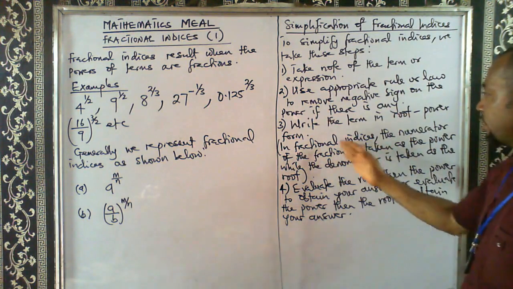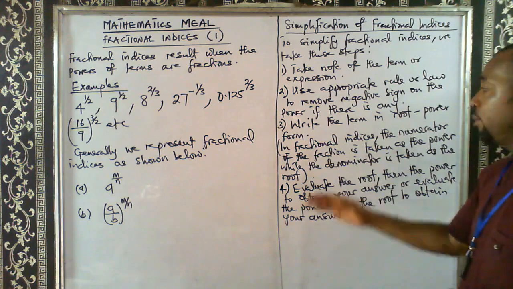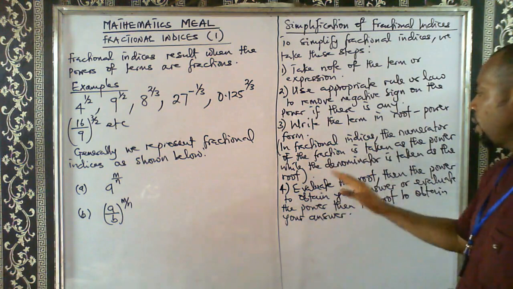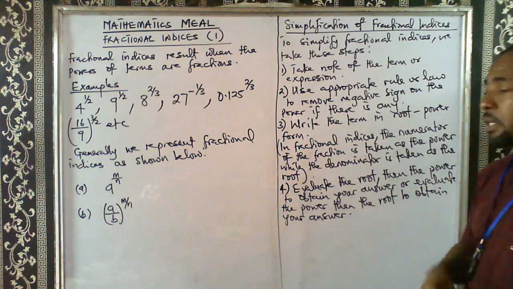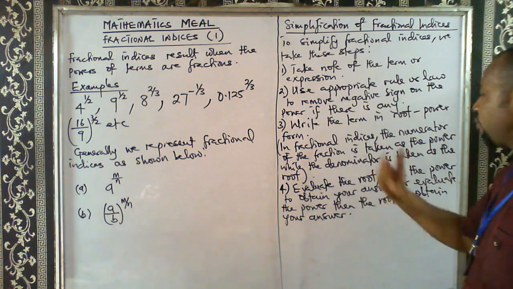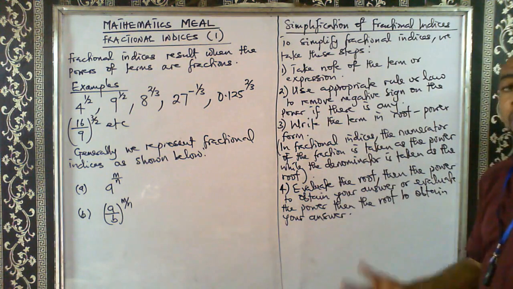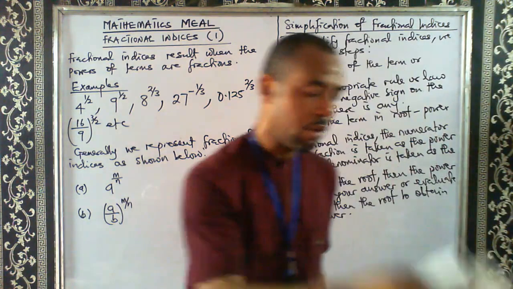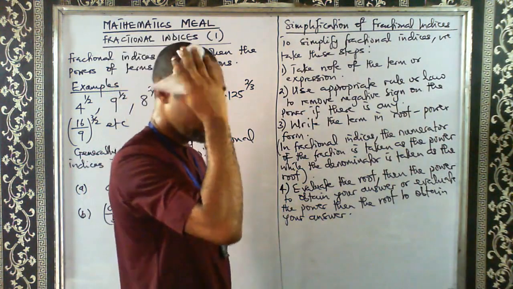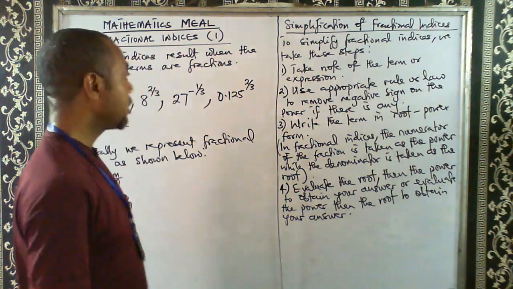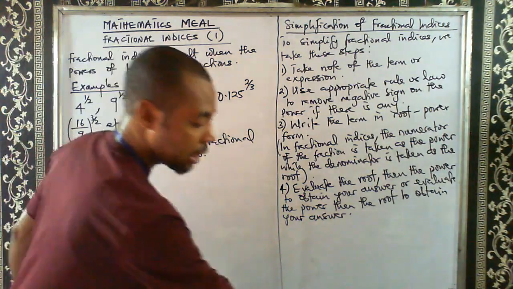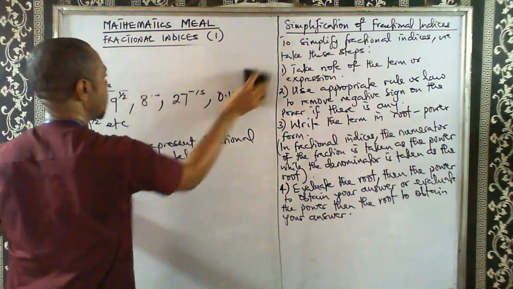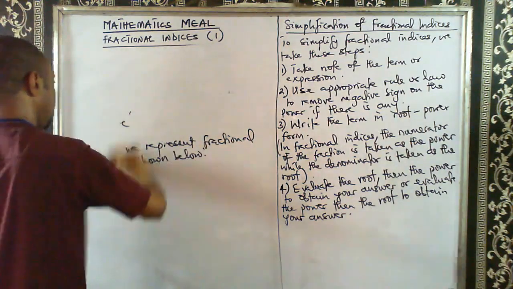In fractional indices, trying to explain what we mean by the root power form. In fractional indices, the numerator of the fraction is taken as the power, while the denominator is taken as the root. Then after that, evaluate the root, followed by the power to obtain your answer. Or you can still decide to evaluate the power first before evaluating the root. Okay. Now, there are basic rules in fractional indices. Let's list those rules.